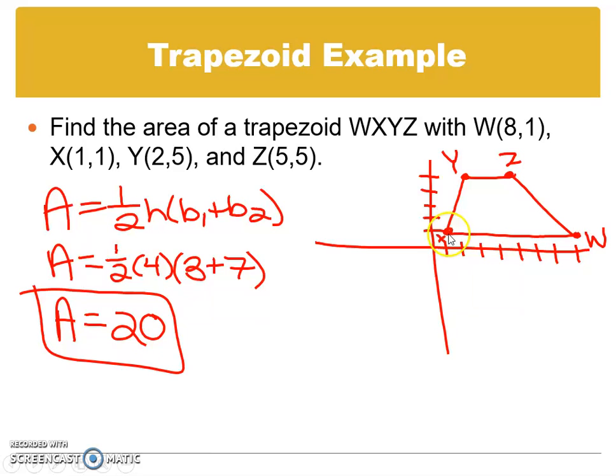So from here to here, what will be the height? It will be 4, right? 1, 2, 3, 4. And then from here to here, there's 1, 2, 3 units. And that's base 1. Base 2 is 1, 2, 3, 4, 5, 6, 7. So you're going to write this down. Area is half times height, parentheses, base 1 plus base 2. Half times 4 times (3 plus 7), 20.